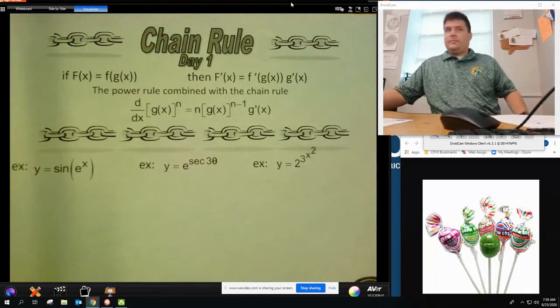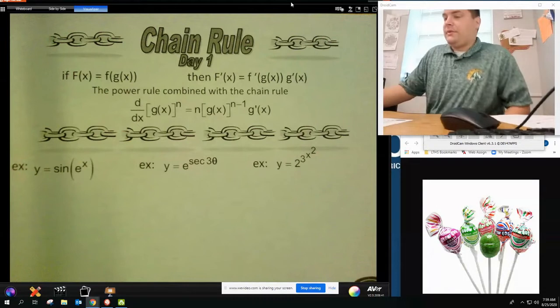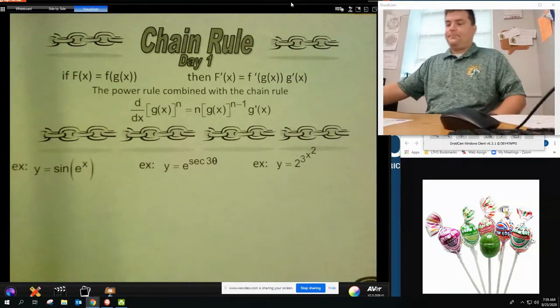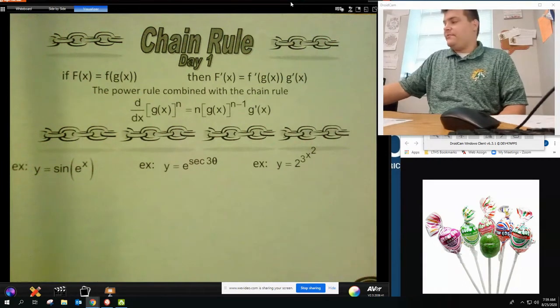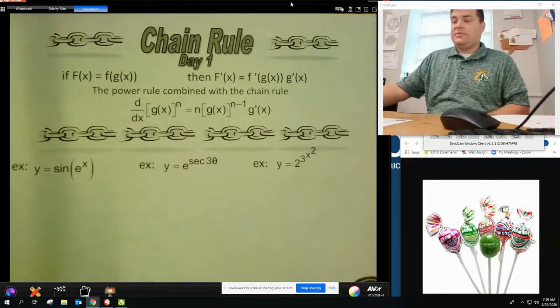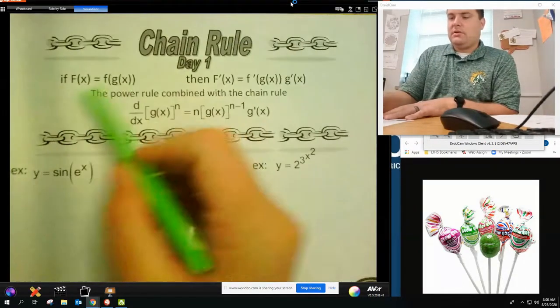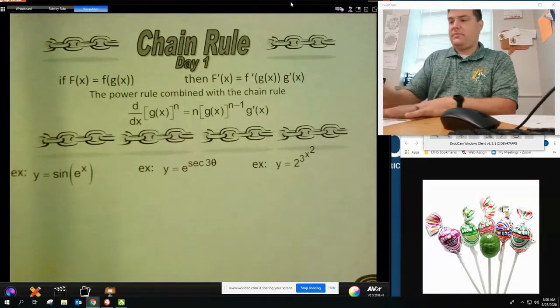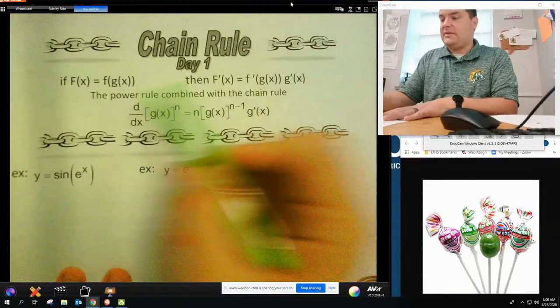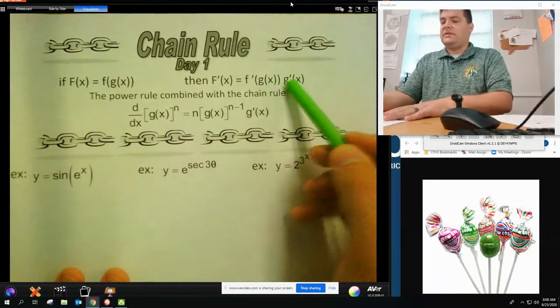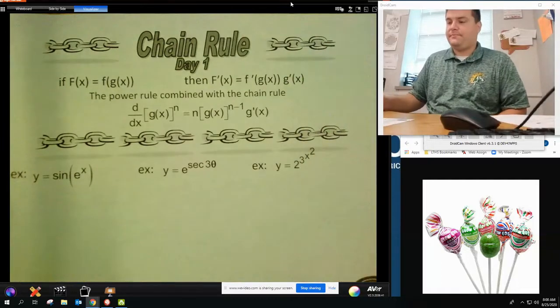All right, we're going to be learning about the chain rule today. It's a pretty important rule that's going to carry on through the rest of calculus, just like the product rule and quotient rule. So let's get to it. We have a function inside of a function. Then the derivative of that is f prime of the inside function times the derivative of the inside function.